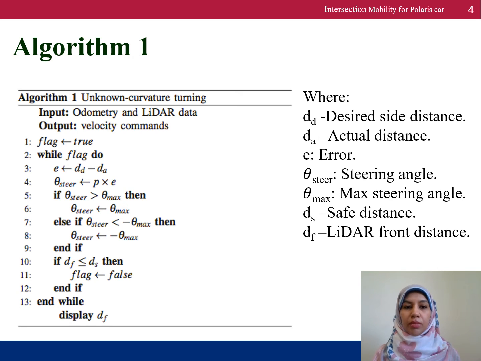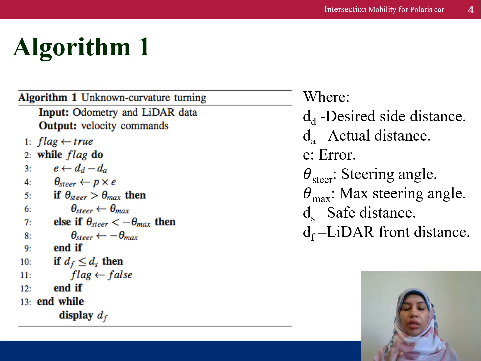The first algorithm will depend on LiDAR data. First, we will choose a desired distance to keep between the car and the curb. And as the car drives, the LiDAR data will measure the actual distance. The difference between the actual distance and the desired distance will be the error.